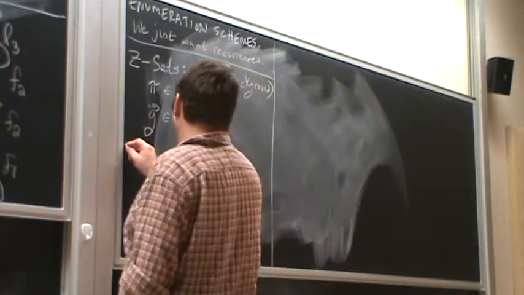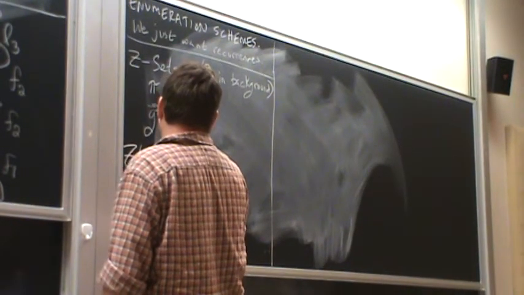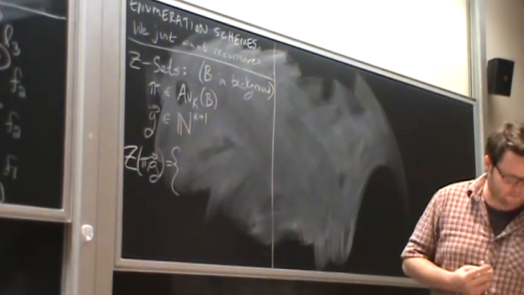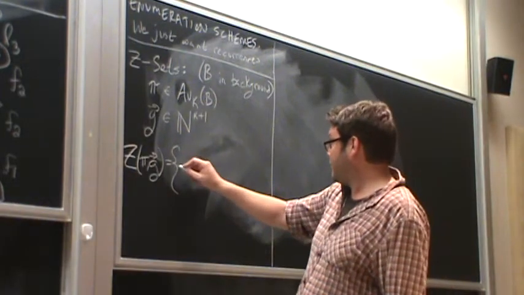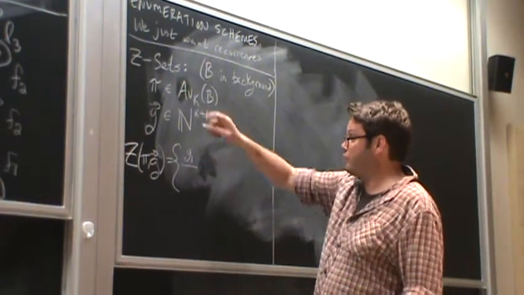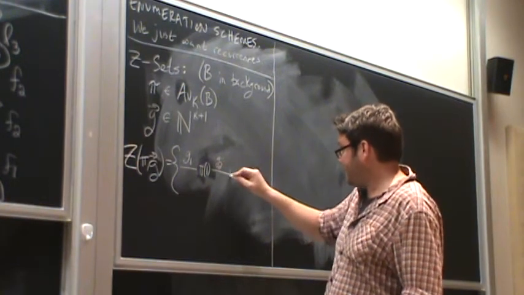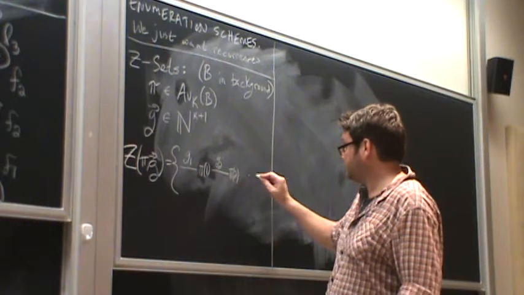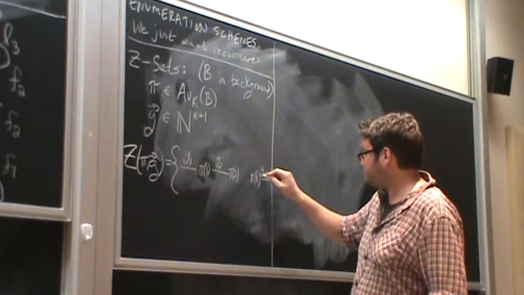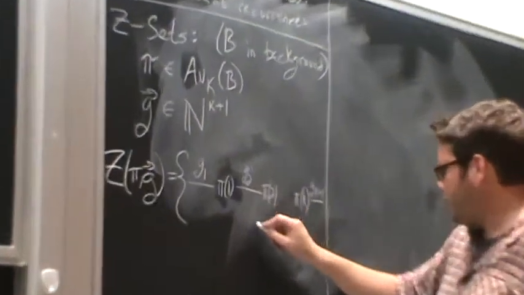So, this Z set, Z pi G, it's going to be the set of permutations. Now, it's a little bit tricky to write down what it is, but I think this will suffice. You have G1 entries, and then you have the first entry in pi. Then you have G2, and then the second entry in pi. And this keeps going until you have the kth entry of pi, then G(k+1). And I only want to look at the permutations that already avoid B.